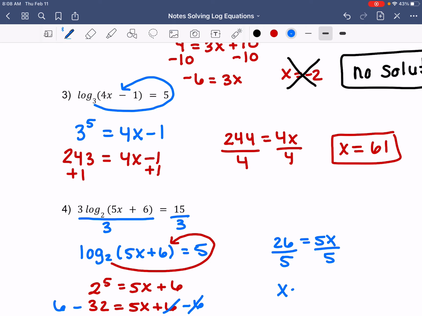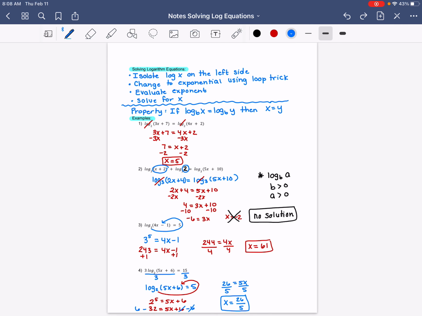I get x equals 26 over 5. Can't divide in evenly. That fraction can't be simplified. I'm just going to leave my answer like so. I do double check just to make sure that when I plug it in, I'm going to get a positive number. And that's it for our examples.